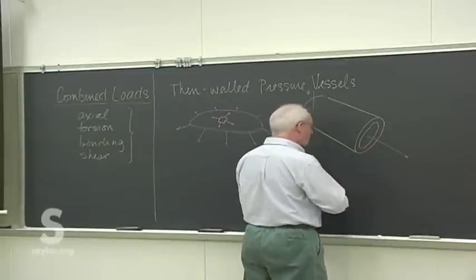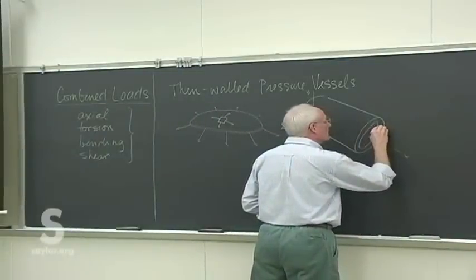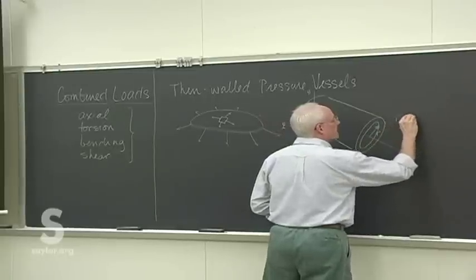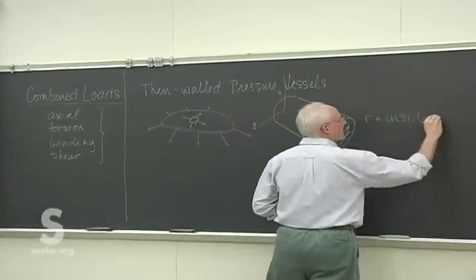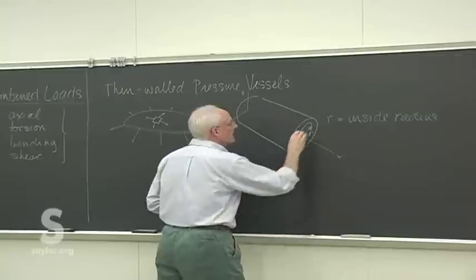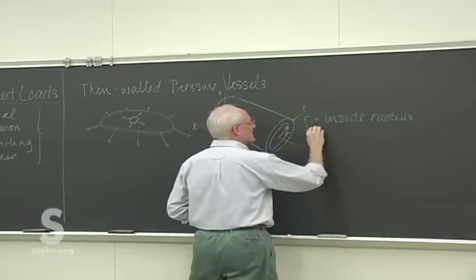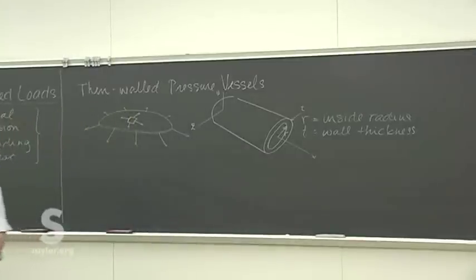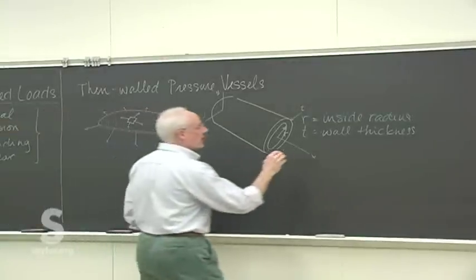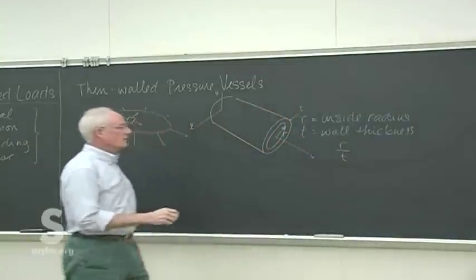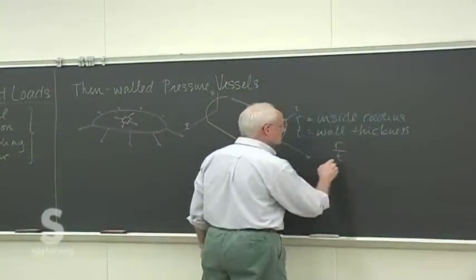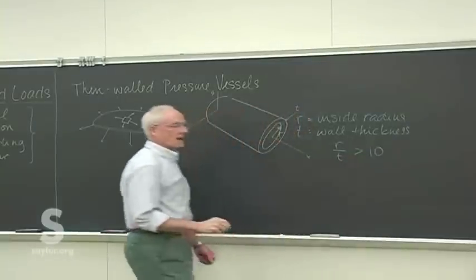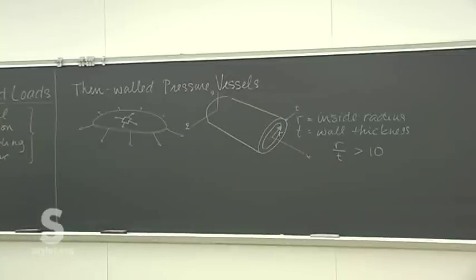First, though, let's make sure we understand what we mean by thin wall. We have R, the inside radius of the tank, and then there's some wall thickness, t. And it's the ratio of those two that we use as our definition, as arbitrary as it might be. We define a thin-walled pressure vessel as one where the radius to the thickness is greater than about 10. So if we had a 10-inch inside radius tank, any wall thickness less than 1 is going to be considered a thin wall pressure vessel.